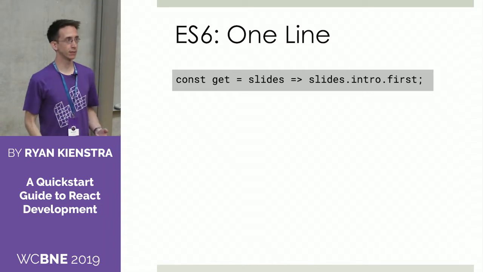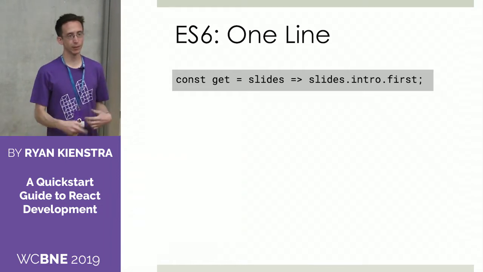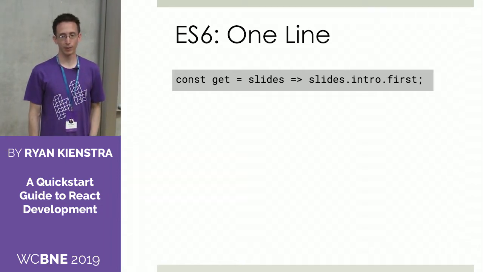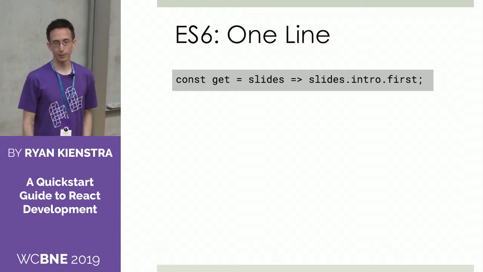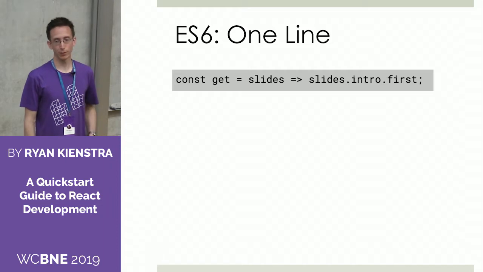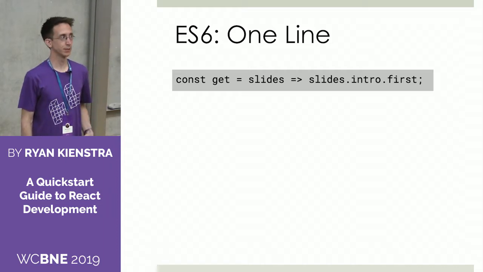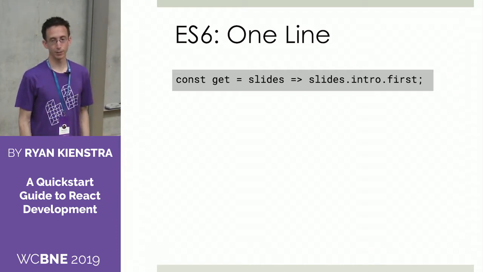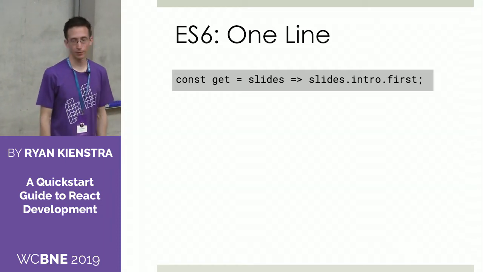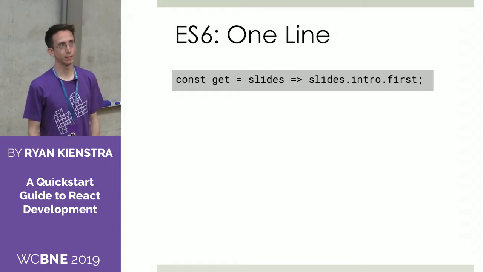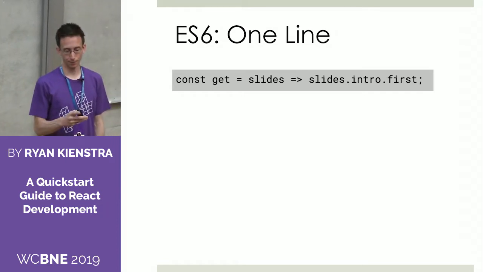Similarly, you can just have a single line return. It's not too important to know this. It can be confusing if you see this in a block, but if you see slides as the parameter, it's pretty straightforward. And then there actually is no return statement. So it's just returning slides.intro first, and you don't have to write return. So it's a little bit easier if you have something to put on one line.